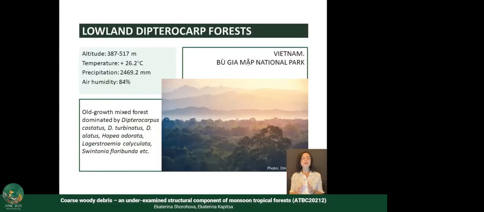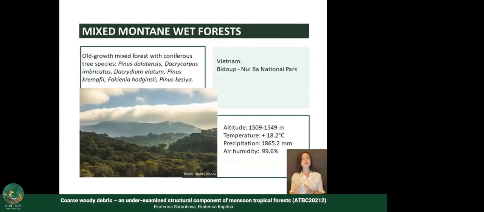The first study area is located in the border between Cambodia and Vietnam, and the forests are lowland dipterocarp forests. The second study area is located in mixed montane tropical forests at elevation 150 meters up to 200 meters and more, and the forests are deciduous mixed with coniferous tree species.